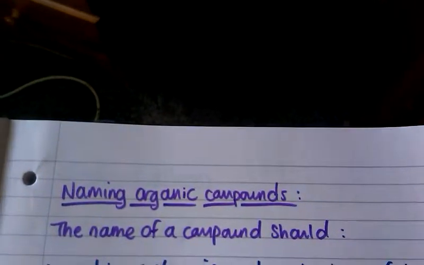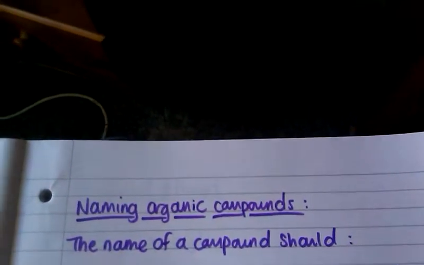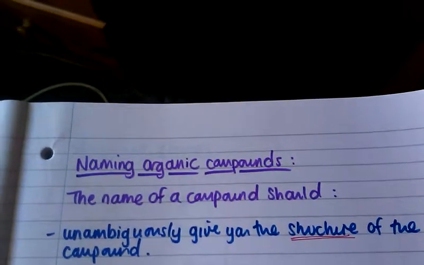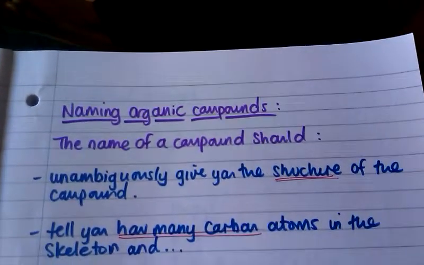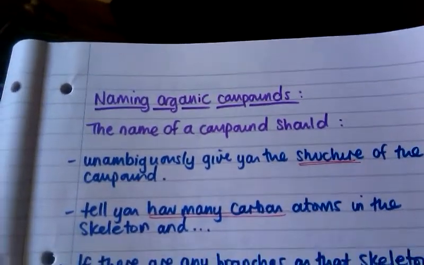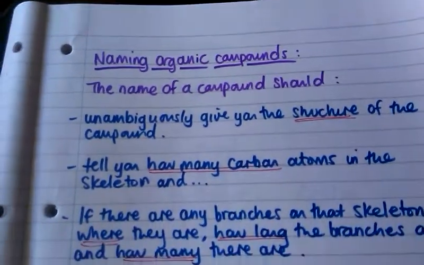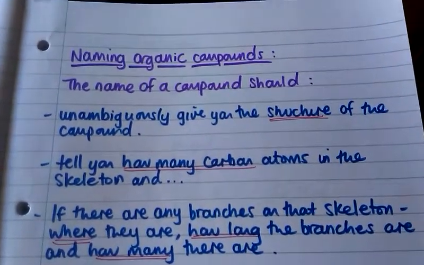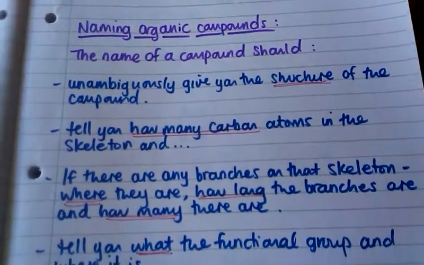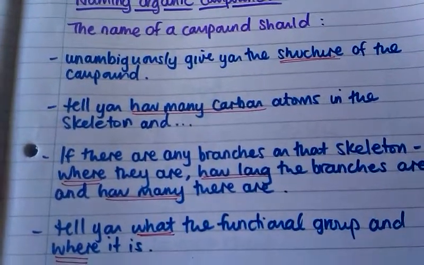So when it comes to naming organic compounds, the name of the compound should unambiguously tell us the structure of the compound. It should also tell us how many carbon atoms are in the skeleton and if there are any branches on that skeleton. If there are, it should tell us where they are, how long the branches are, and how many of them there are. And finally, it should tell you what the functional group is and where it is.